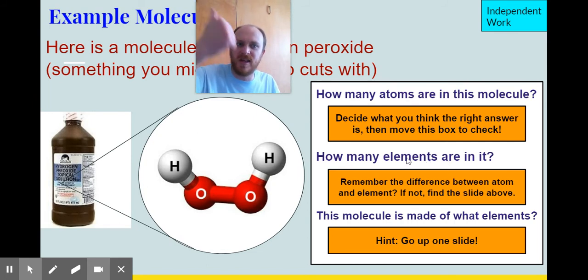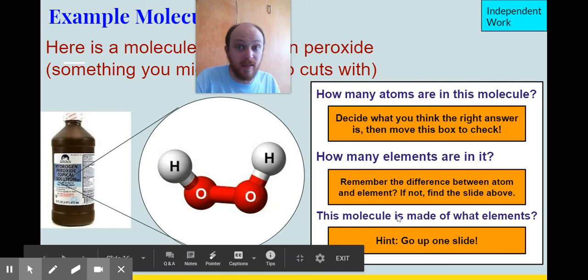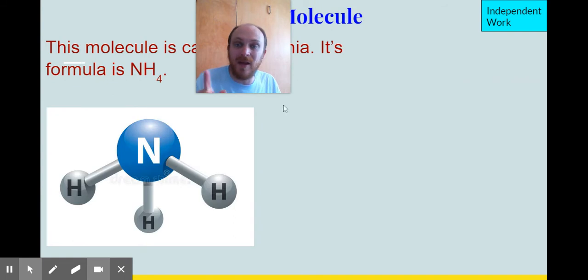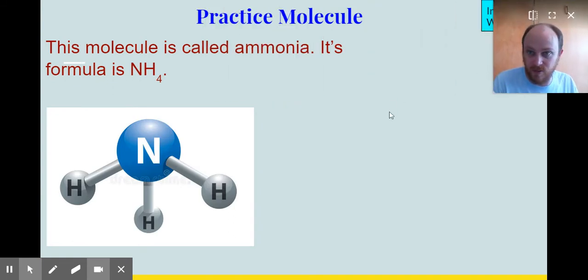If not, go up to the other slide and look. What elements are in this molecule? For each of those, see if you can come up with the right answer, and then drag this across. This little box is covering the answer. The answer is under here. Drag it to check yourself. This is the example, the test one. I want you to have the answer. I'm not giving you the answer on these other couple, okay?